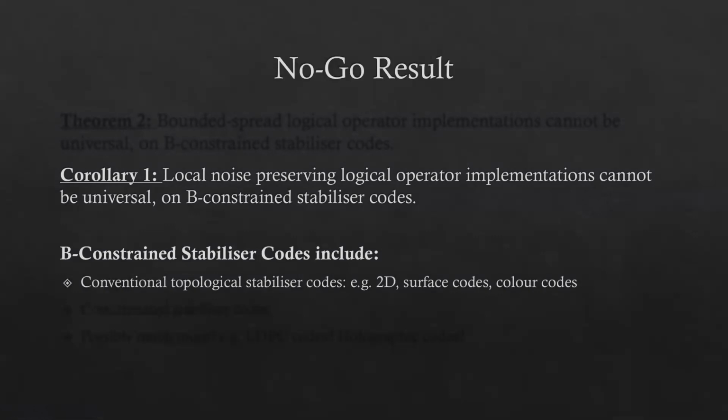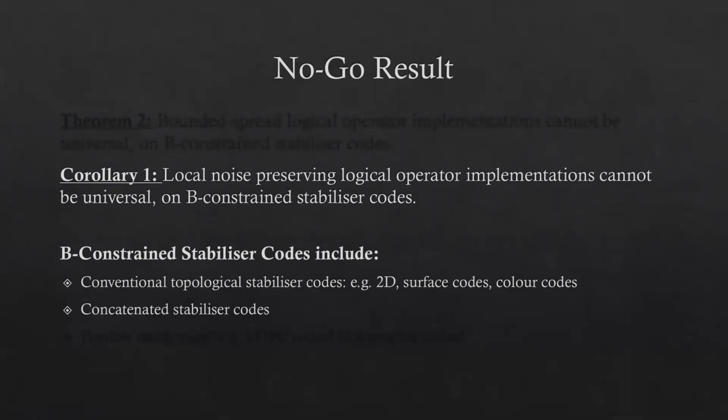As discussed, B-constrained stabilizer codes have a very technical definition, which we constructed to encapsulate the property necessary for this no-go result to hold. However, as we show in the paper, a number of important classes of the most standard, well-studied stabilizer codes are indeed B-constrained. For example, B-constrained stabilizer codes include all conventional topological stabilizer codes, that is, all topological stabilizer codes with TQFT order. This includes all of the most standard examples, such as all two-dimensional topological stabilizer codes, as well as surface and color codes in all dimensions.